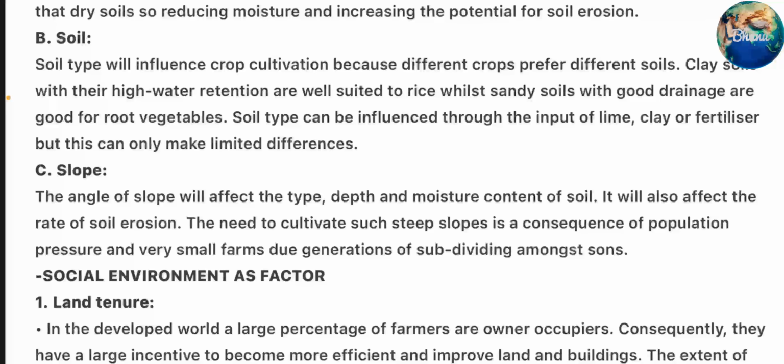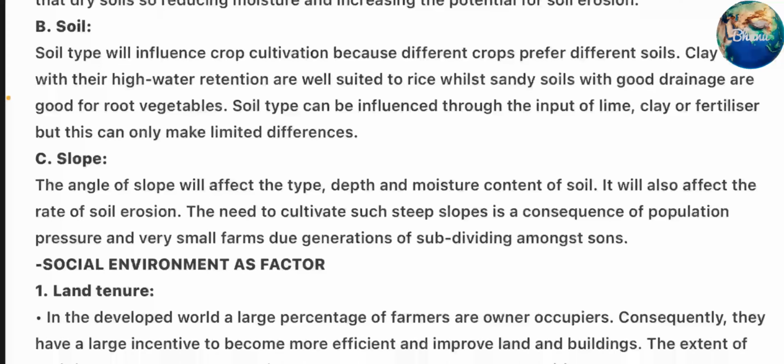Clay soils, with their high water retention, are well suited to rice, while sandy soils with good drainage are good for root vegetables. Soil type can be influenced through the input of lime, clay, or fertilizer, but this can only make limited differences. Next, slope.